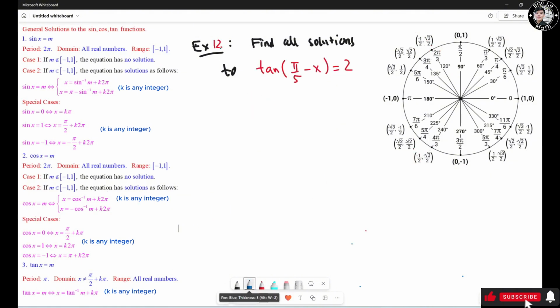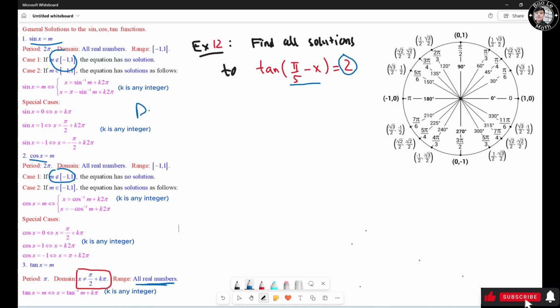Now let's take a look at example number 12. Find all solutions to the equation tangent of pi over 5 minus s equals 2. Now you look at this value right here, this is 2. When it comes to sine or cosine functions, this equation has no solution because it's outside the range. But when it comes to the tangent function, the range is all real numbers, so this one works. Now first we need to find the domain for this one. We know that the domain is s not equal to pi over 2 plus k pi. So s in this situation is going to be the whole thing right here.